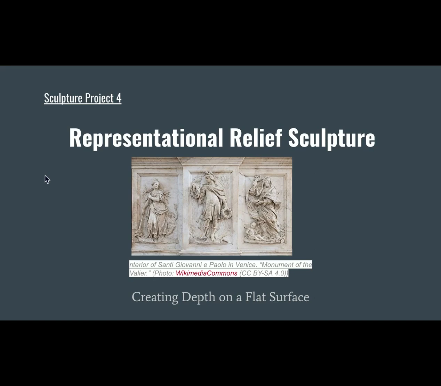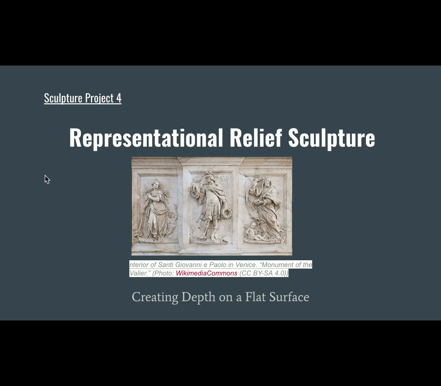So this is a traditional one that we're looking at. This is the interior of Santa Giovanni Paolo in Venice, and it is a good example of what we are most often used to seeing in relief sculpture. But we are going to work in a more contemporary way. You're also going to be creating something representational. And by representational, what I mean is something that you can recognize.